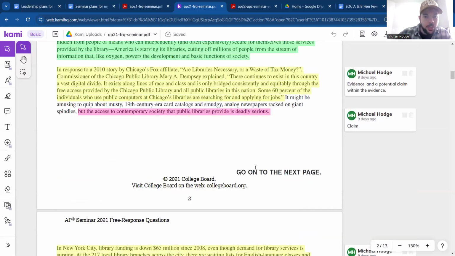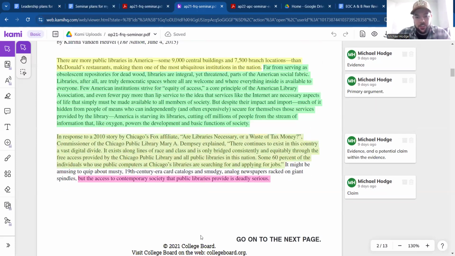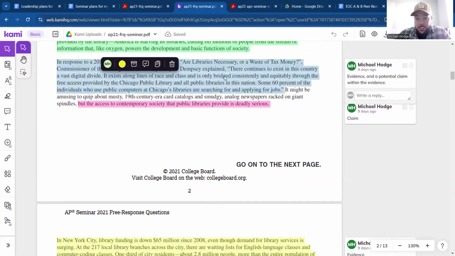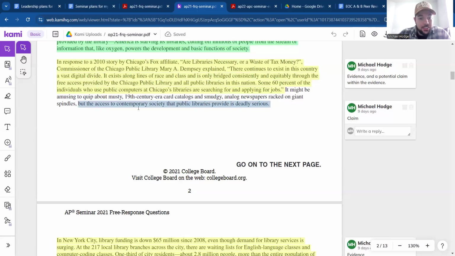So we go back up here. We've already talked about the main one, so we're not talking about that right now, right? If we marked all this off as evidence, there's got to be a claim in here somewhere, right? And then the quotation ends right there. So right here, it says, "It might be amusing to quip about musty 19th century era card catalogs and smudgy analog newspapers racked on giant spindles, but the access to contemporary society that public libraries provide is deadly serious."